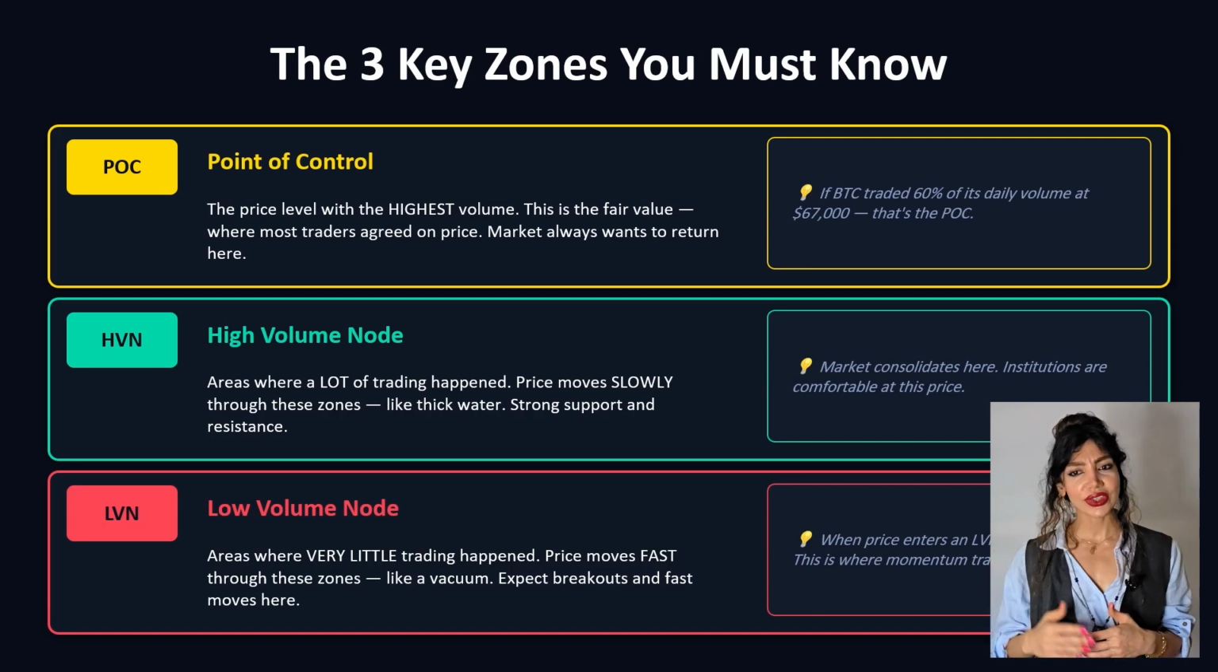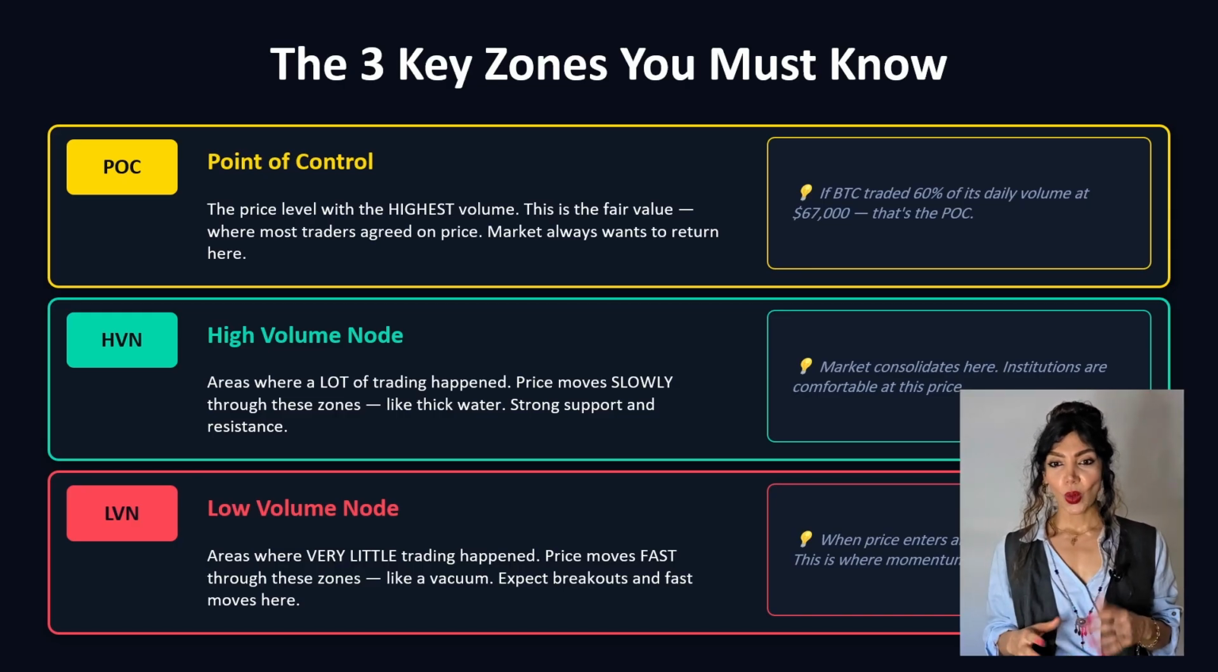So, to summarize, POC is your magnet, HVN is your slow zone, and LVN is your fast zone. Map these 3 on any chart and you immediately have an edge that 95% of retail traders don't have. Now, I know what some of you are thinking.